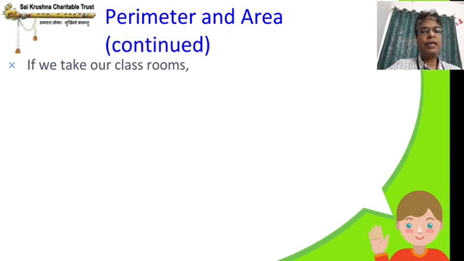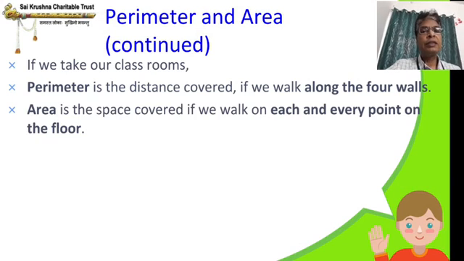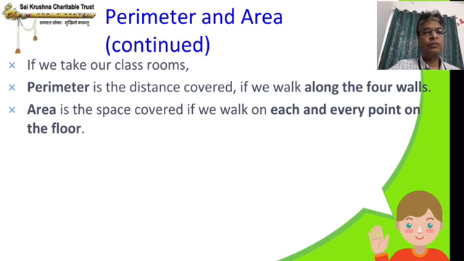Continuing, if we take our classroom, perimeter is the distance covered if you walk along the 4 walls. Area is the space covered if you walk on each and every point on the floor. Correct? So this is the difference between perimeter and area.